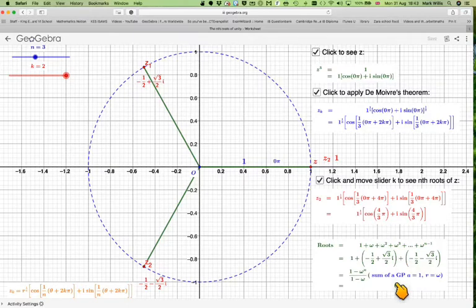So the sum of the cube roots of unity will be equal to 0. In fact, if you notice, this is actually a GP, and you can find the sum: if the first term is 1 and the common ratio is omega, then it will be 1 minus omega to the power of n over 1 minus omega. So anything to the power of n will be 1.